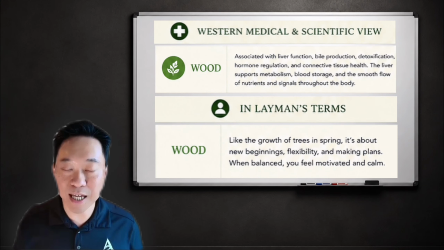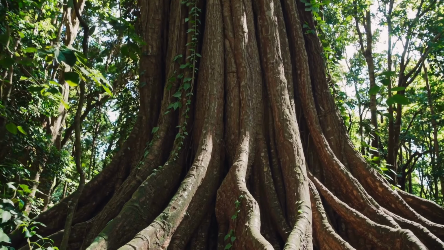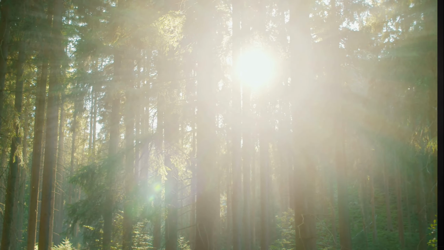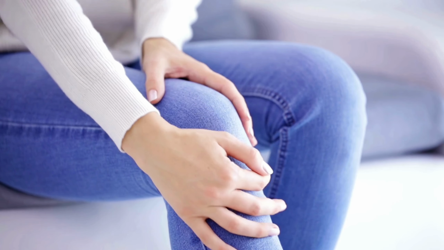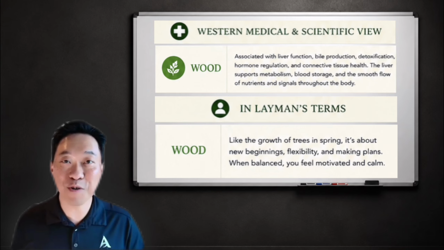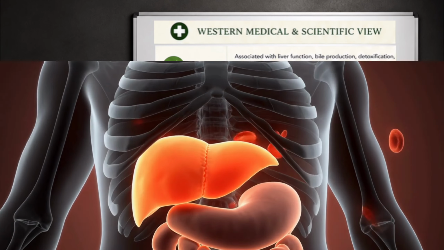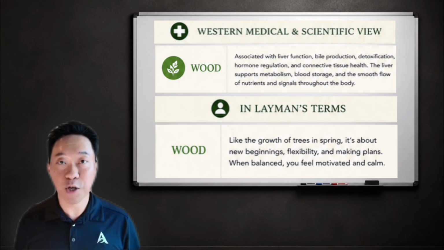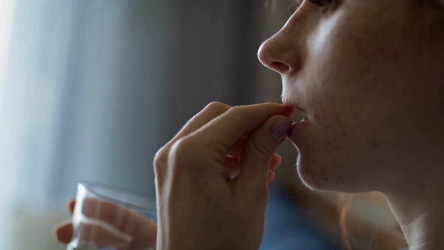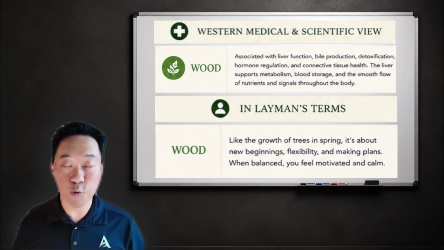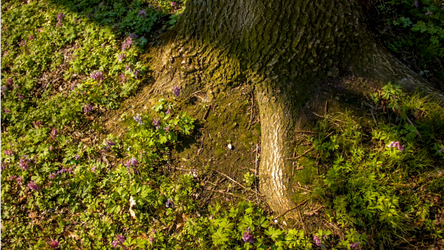Now, what does that mean in your day-to-day life, right? So remember, wood in nature is like the growth of trees in spring. It's about new beginnings, flexibility. The wood element controls your tendons and ligaments, therefore flexibility. If you're inflexible, you're stiff all the time, it could be that your wood element, or your liver and gallbladder function, are not balanced. So to fix the stiffness, you don't just go pop some pills. I mean, you could, but if you want to fix it permanently, or you want your body to fix it itself, then you have to find the root cause.